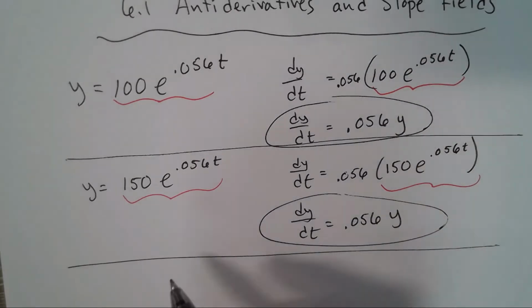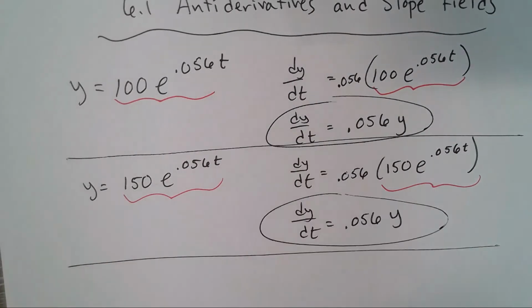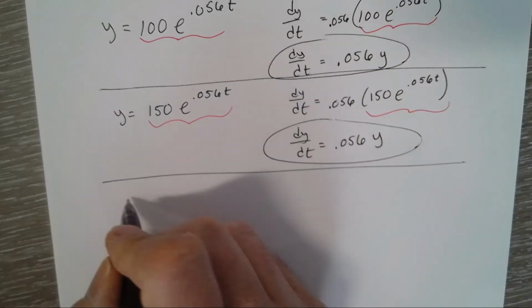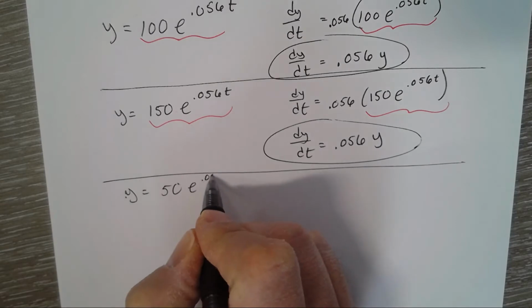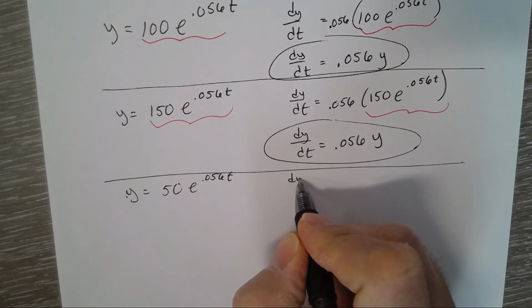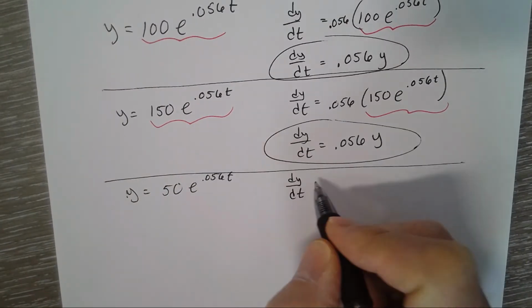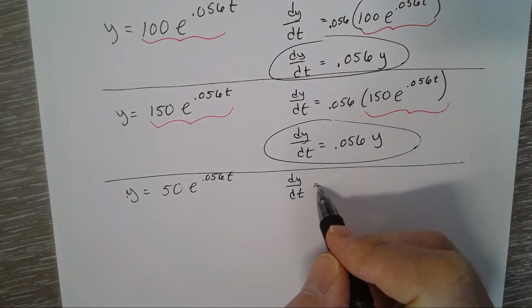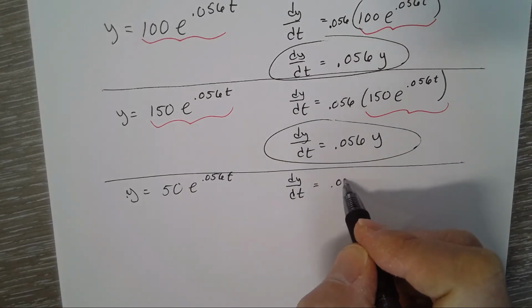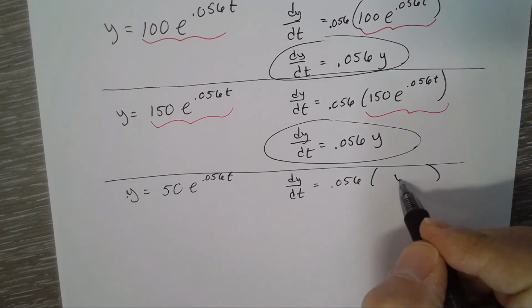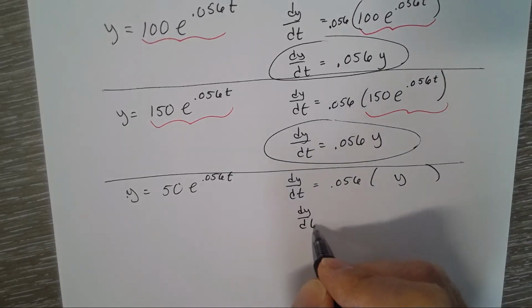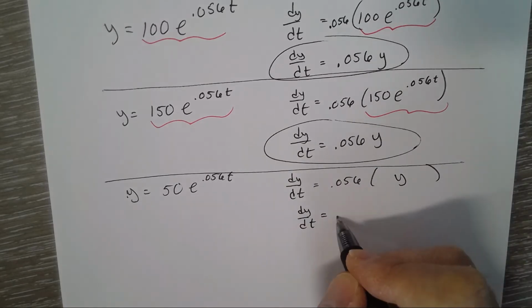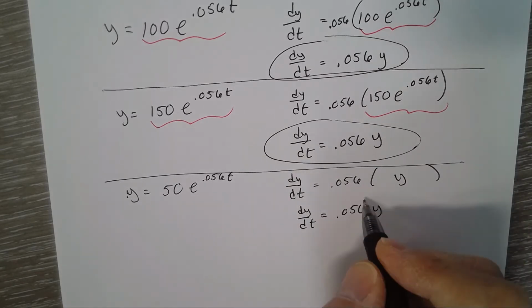So as long as it's in this form, we could do as many as we wanted to. We could do 50 e to the 0.056 t. Its differential equation dy dt would just equal 0.056 times what your y is. So it's the same thing. Dy dt equals 0.056 y.